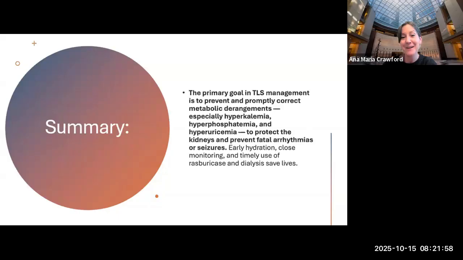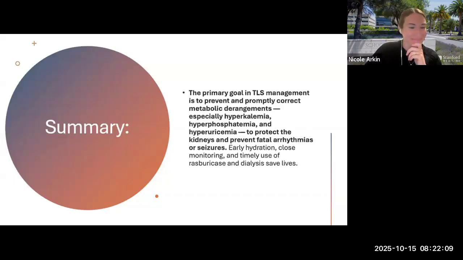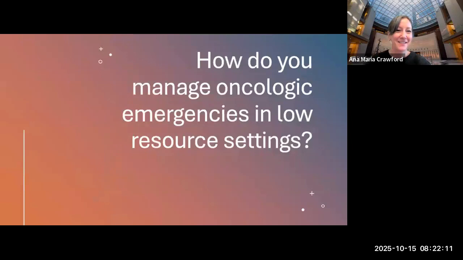Did I miss anything from my other panelists that you guys think about when you're treating tumor lysis syndrome? Dr. Arkin or Dr. Tett? No, I think you covered it all. Good. Thank you. I'm glad I did an okay job.